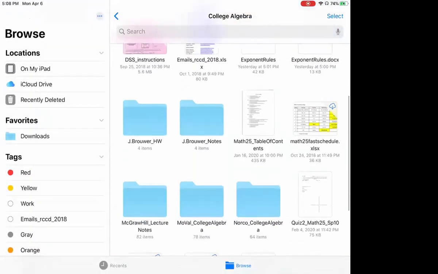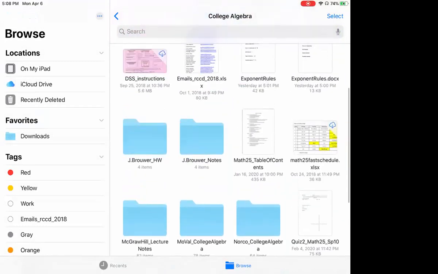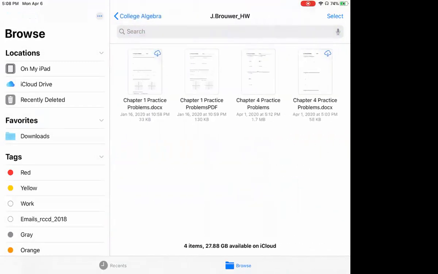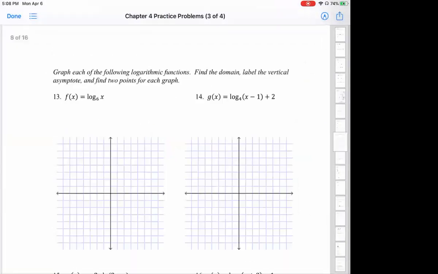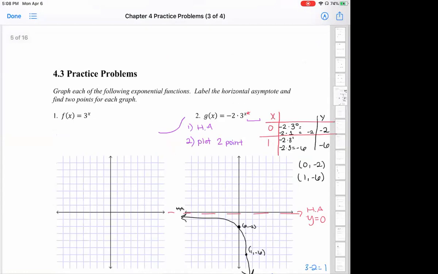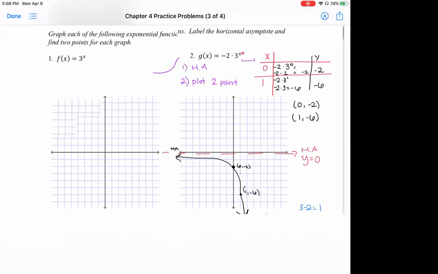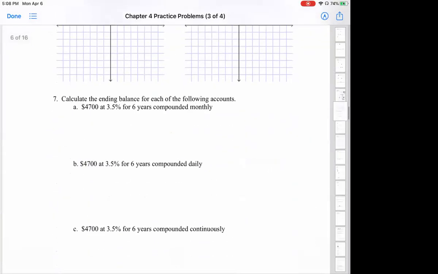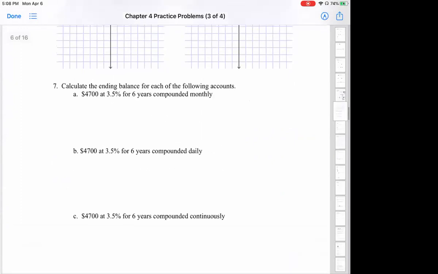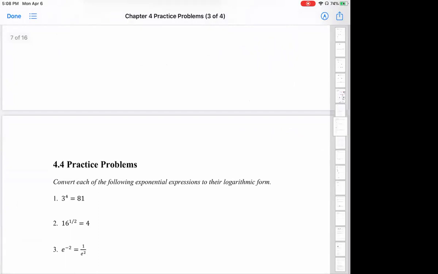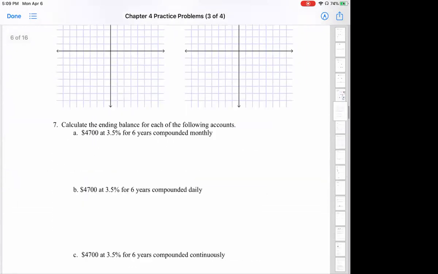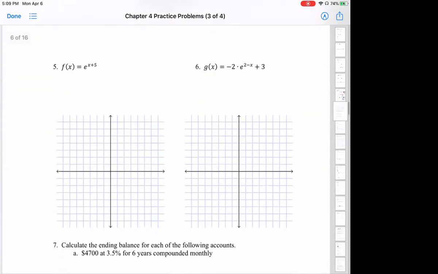All righty. So let's take a look at your homework. Start with 4.3, just because it comes before 4.4. So 4.3, number 7 and 6. So 6 is right here.